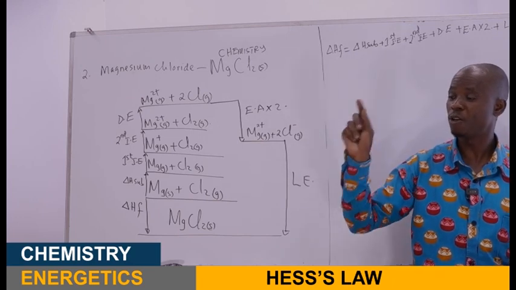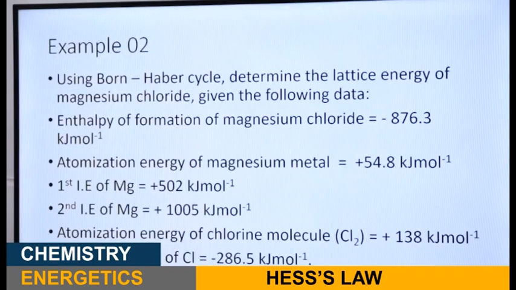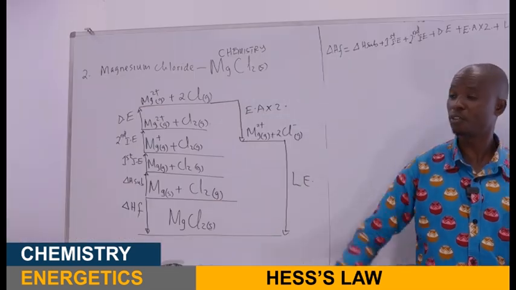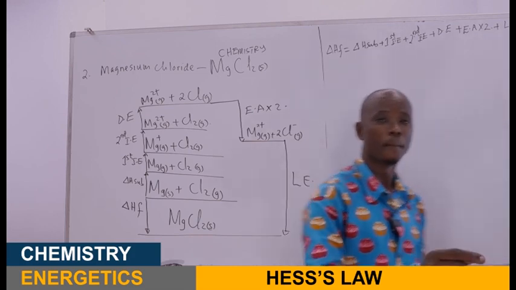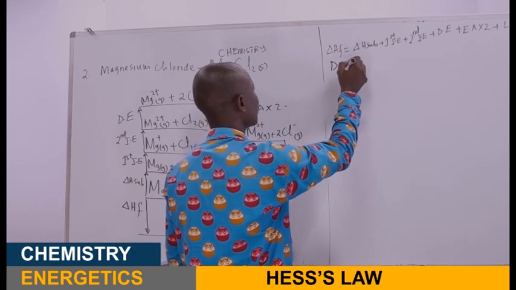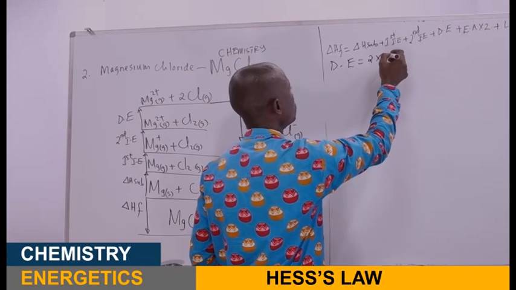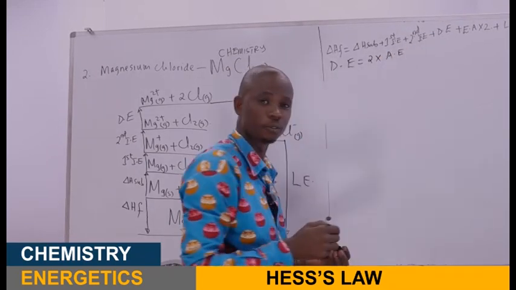That's why I told you, before you make any calculation, you have to draw the Born-Haber cycle. In the given equation, you are given the atomization energy of chlorine. But in the Born-Haber cycle, which is the correct way of solving this problem, dissociation energy is needed. So you have to follow the Born-Haber cycle. Now, my dear student, how to determine the dissociation energy? Let's determine this one. Dissociation energy, as I told you, is equal to 2 times atomization energy.